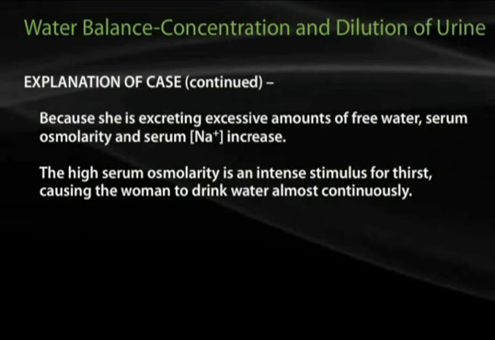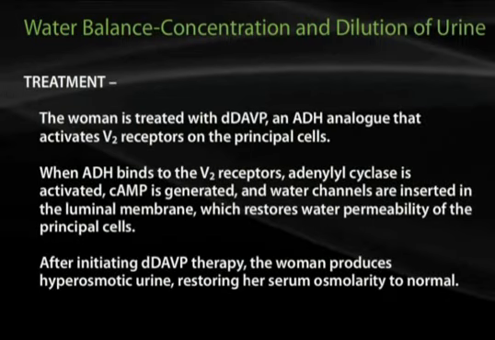The woman is treated with DDAVP, an ADH analog that activates the V2 receptors on the principal cells. When ADH binds to the V2 receptors, adenyl cyclase is activated, cyclic AMP is generated, and water channels are inserted in the luminal membrane, which restores water permeability of the principal cells. After initiating DDAVP therapy, the woman produces hyperosmotic urine, restoring her serum osmolarity to normal, in conjunction with drinking adequate water.